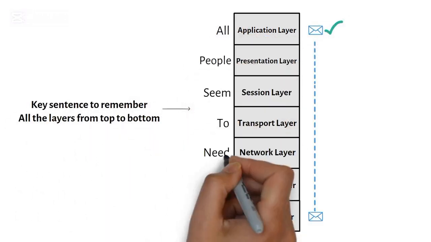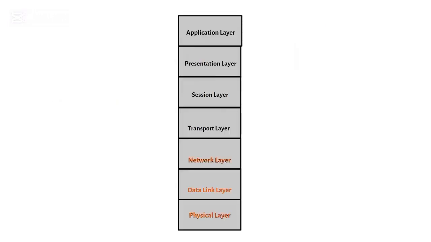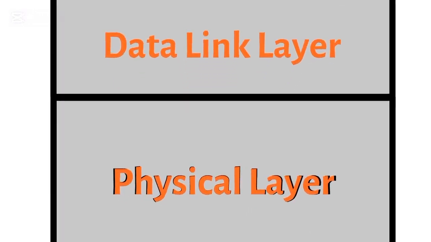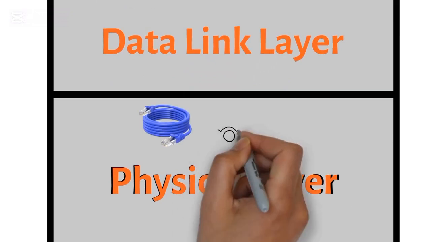From top to bottom: all people seem to need data processing. Each layer provides services to the next layer in order to make sure of safe data delivery. The physical layer deals with the physical devices in order to make sure of the data delivery.